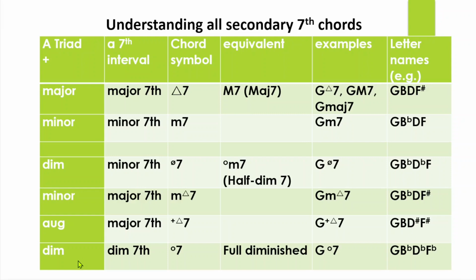And the final type is a full diminished 7 chord. It is made up of a diminished triad plus a diminished 7th interval on top. The chord symbol is a circle 7. Example, G diminished 7. It spells as G B flat D flat F flat. We'll see that all these intervals between two notes are a minor third apart.